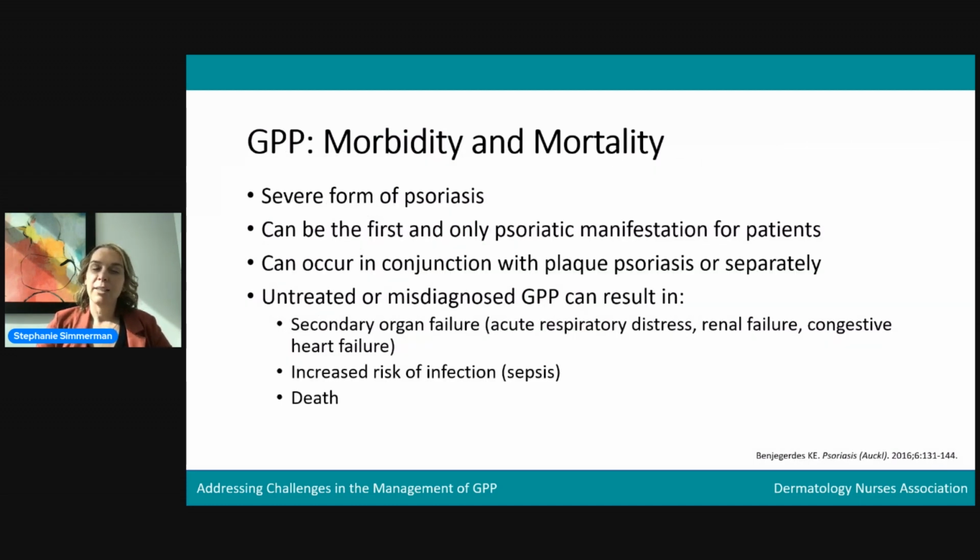So the morbidity and mortality associated with GPP can be pretty severe. It is a severe form of psoriasis. This can be the first and only psoriatic manifestation for this person, or it could be after an onset of plaque psoriasis. So it's an important part to note in our history and to assess, and we're going to jump into a little bit more of that later in this discussion. If left untreated or misdiagnosed, it can result in some pretty significant health conditions for a patient. You're looking at the potential for organ failure, increased risk of infection or sepsis, and this can even result in death if missed and the person is very sick.